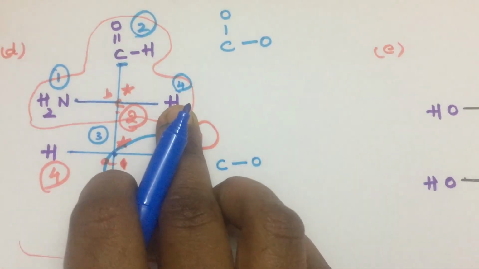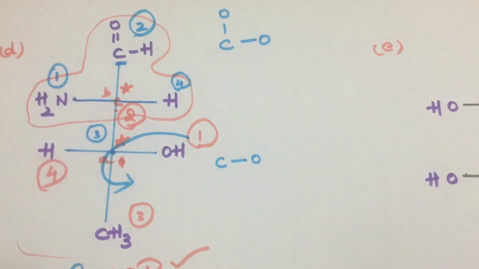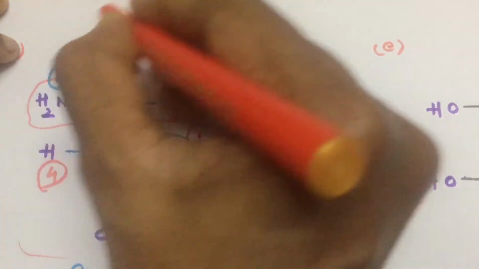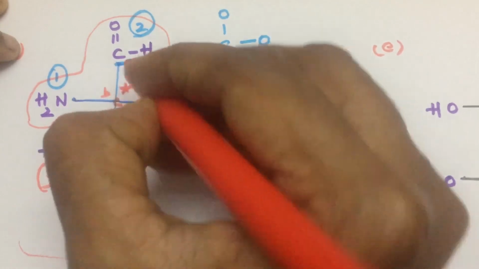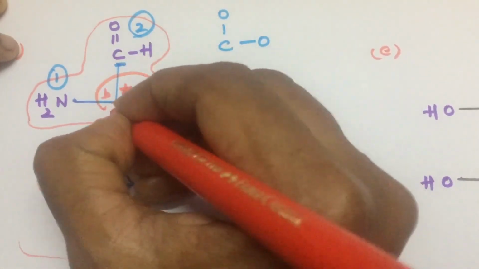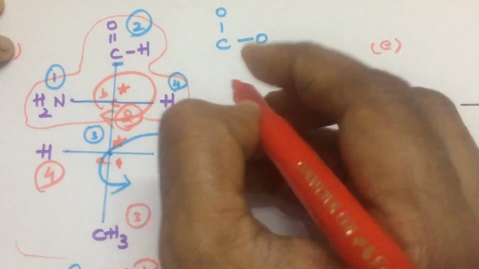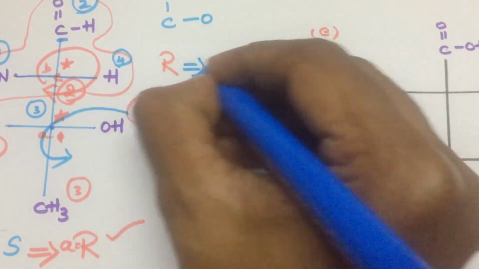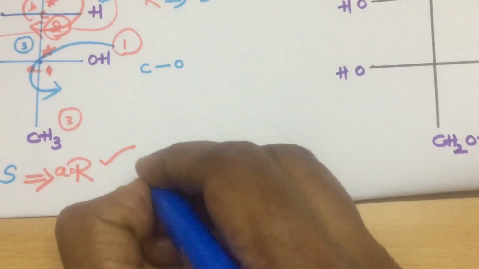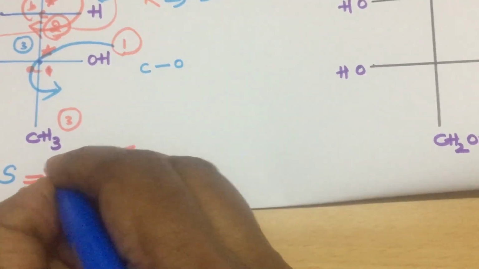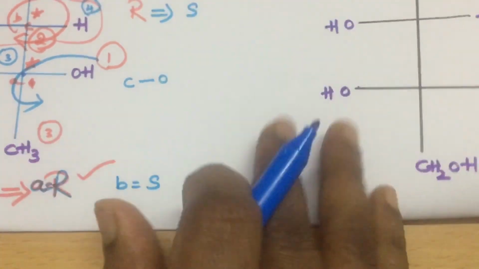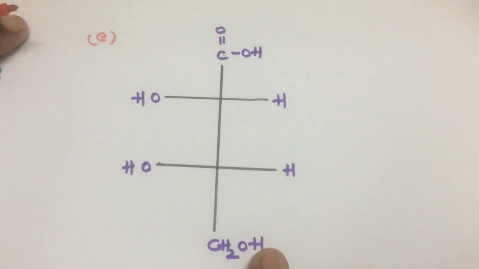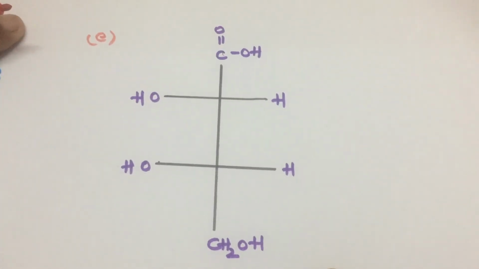Here also the lowest priority group is in the horizontal direction, so reverse the result. So how it goes? 1, 2, 3. It goes in clockwise direction, so reverse the result. So B is S. A is equal to S and B is equal to S. This is for your practice.